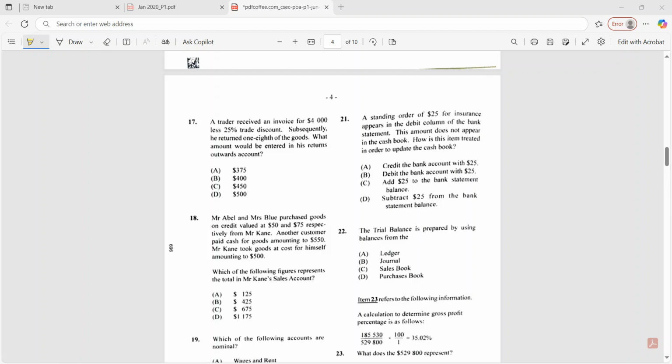So, firstly, let us try to calculate those figures. So, the first thing that we have to do is that we have to find the trade discount. So, $4,000 multiplied by our 25% would have given us our trade discount, which is equal to $1,000. Therefore, the value of the goods in the business is $3,000. And if we returned 1/8, that means that we can divide it by 8 to find out how much we returned, which is $375. All right, so that is the answer.